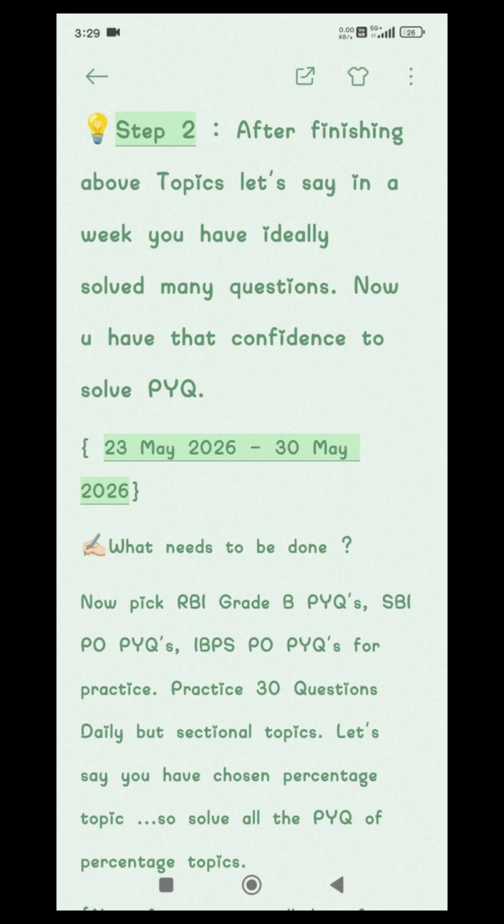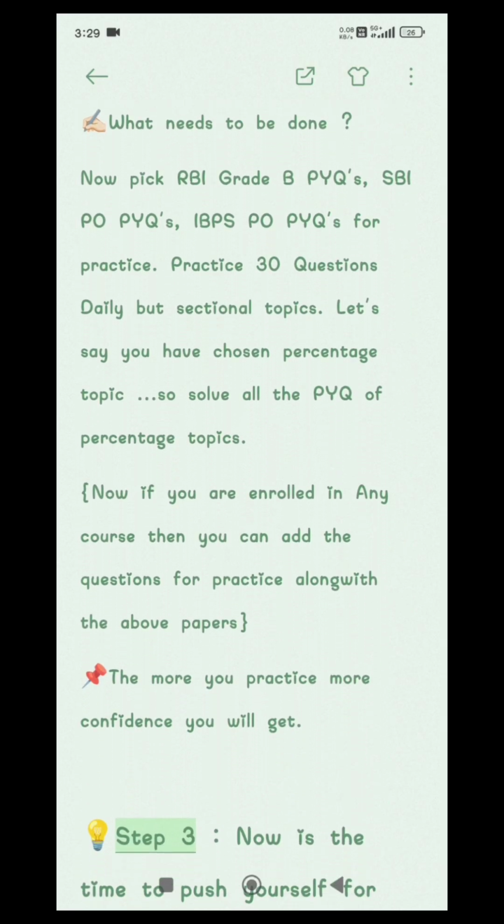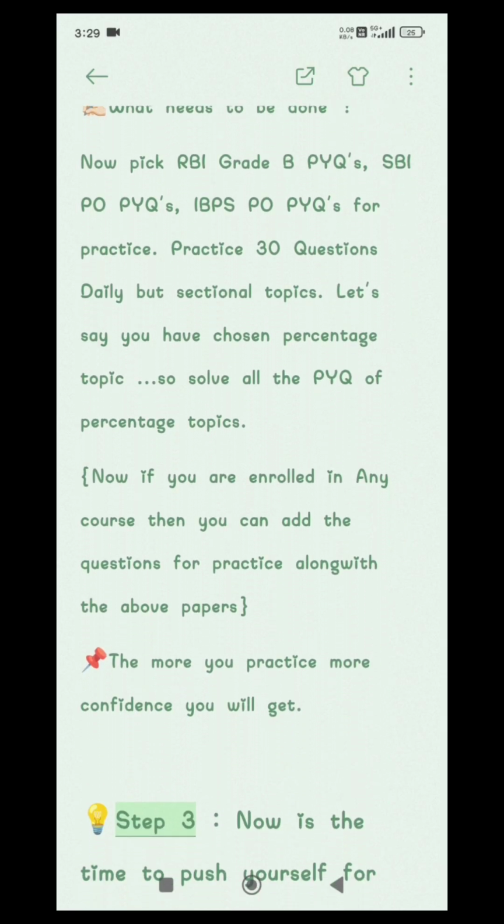Now what needs to be done in this? You can pick RBI Grade B previous year question papers, SBI PO previous year question papers, and IBPS PO previous year question papers for practice. And you have to take sectional topics. Now suppose you take the SBI PO 2025 paper, then what you have to do is, I'll tell you.